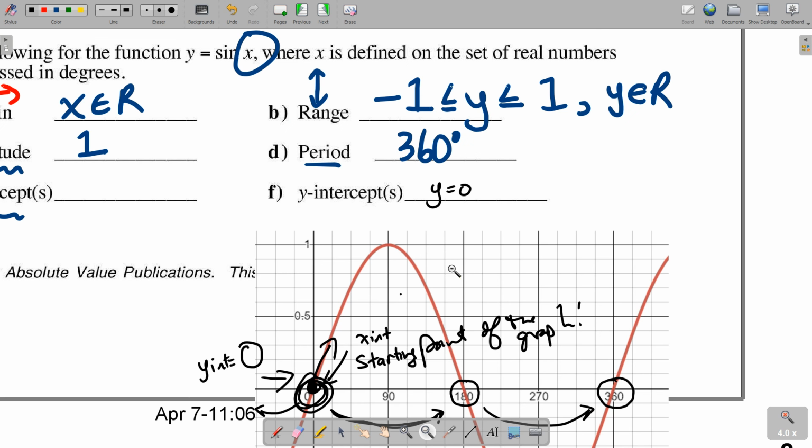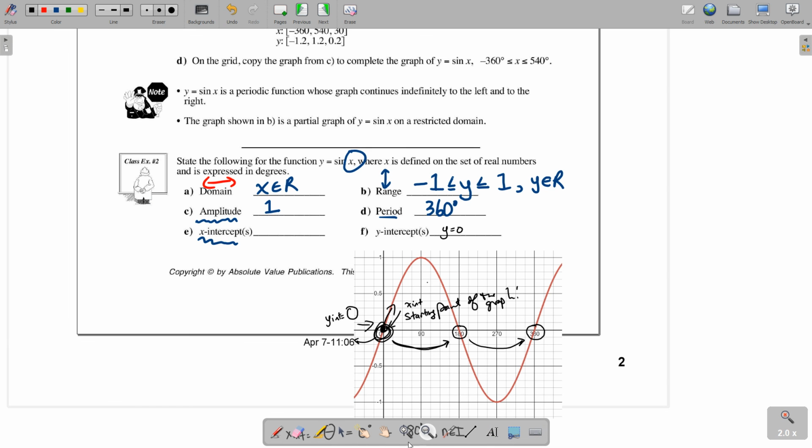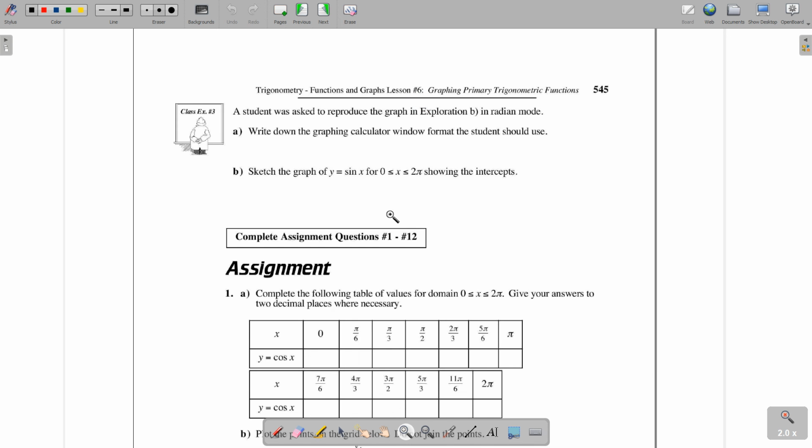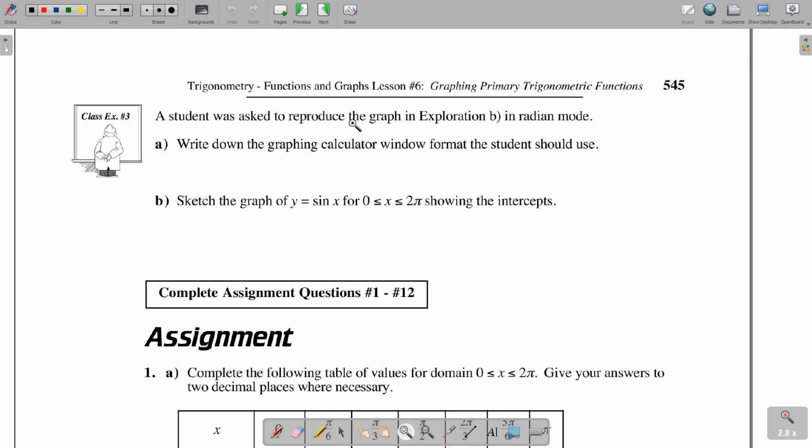Okay, let's move out of here. I think that's practically all the examples except this one. You are supposed to try doing it for a radian measure. You're supposed to sketch the graph. Sorry, it's way zoomed out on the next page. The student was asked to reproduce the graph in radian mode.